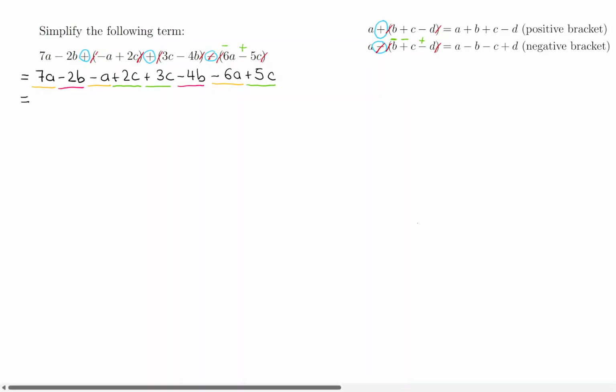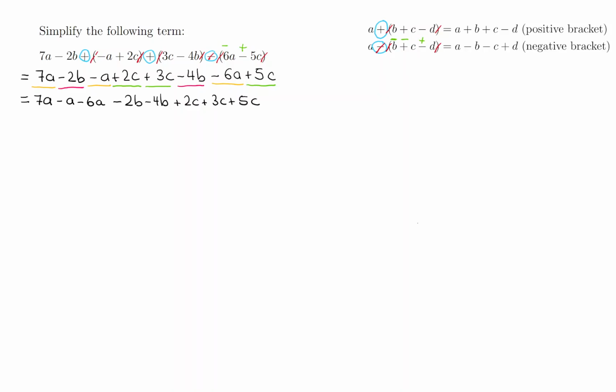Good, and now we sort them accordingly. So I just copy them once again in a step. 7a minus a minus 6a for the a's, minus 2b minus 4b for the b's, and plus 2c plus 3c plus 5c for the c's. And now we just sum them up. So 7a minus a is 6a, minus 6a is 0a.